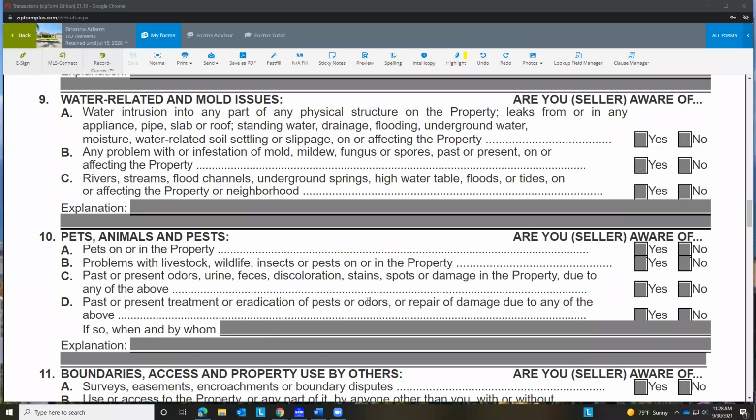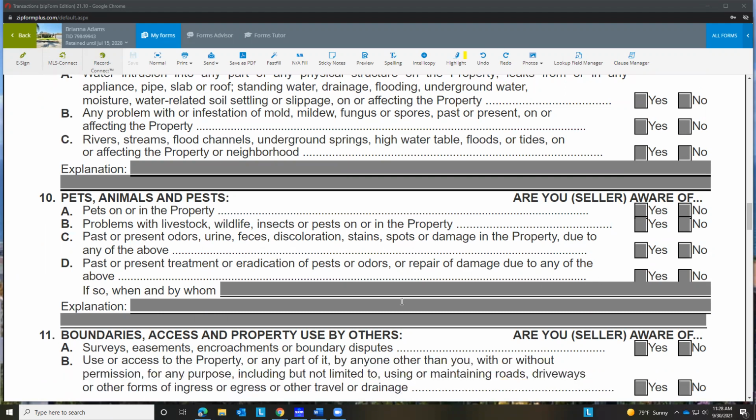Past or present treatment or eradication of pests or odors or repair of damage due to any of the above. You know, if they had a puppy and it peed in the same place every time and they had to take up the carpet, just say that. Things happen.